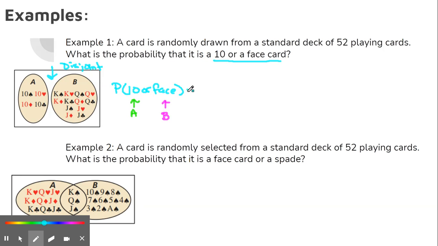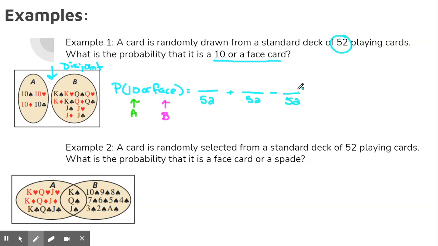As we're doing this, first thing, I know it's out of 52 playing cards, so that's my total. I know I'm adding them, and I have no overlapping. So really, I don't have to subtract anything out. There's nothing there, so you don't even have to put that.